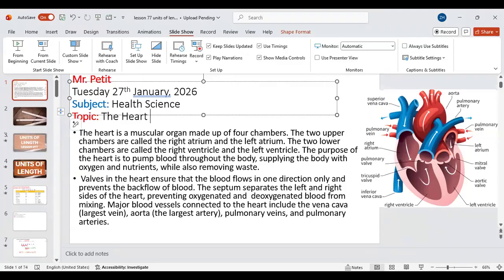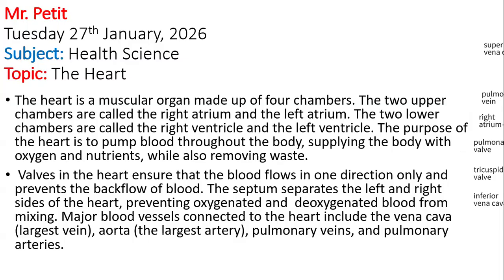Valves in the heart ensure that the blood flows in one direction only and prevent the backflow of blood. The septum separates the left and right sides of the heart, preventing oxygenated and deoxygenated blood from mixing. Major blood vessels connected to the heart include the vena cava, the largest vein, the aorta, the largest artery, pulmonary veins, and pulmonary arteries. Very good.